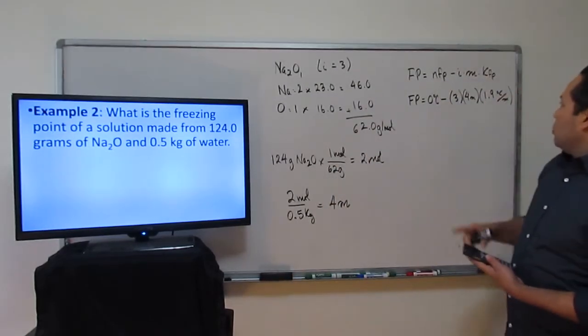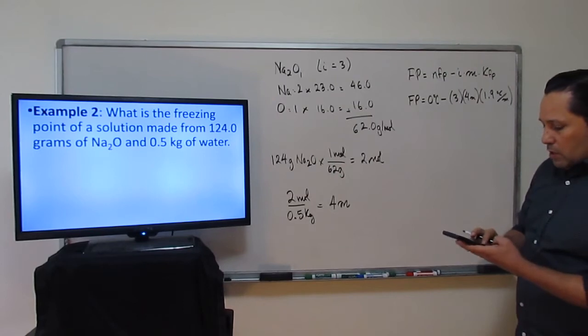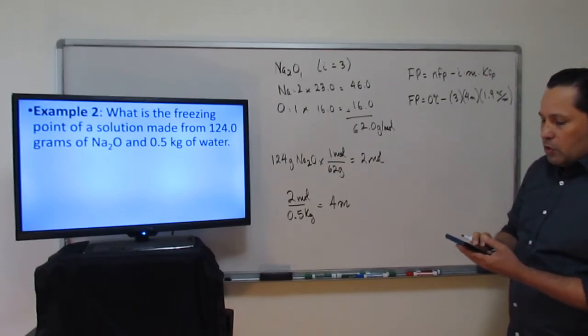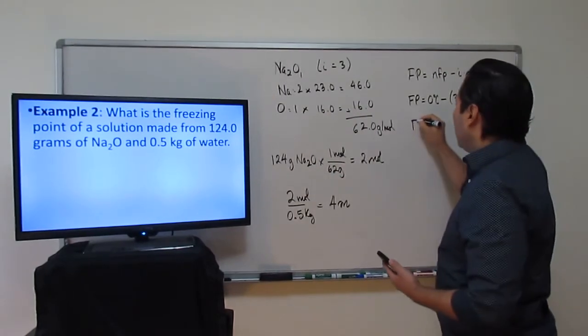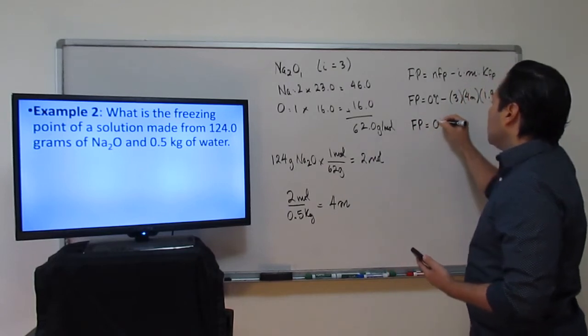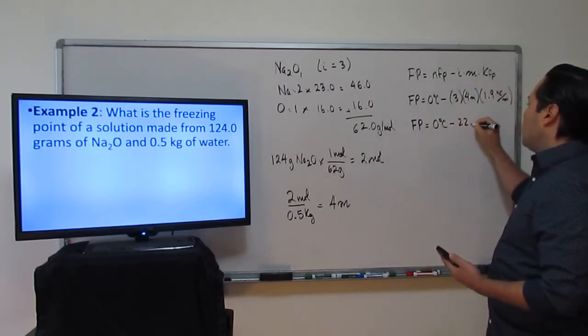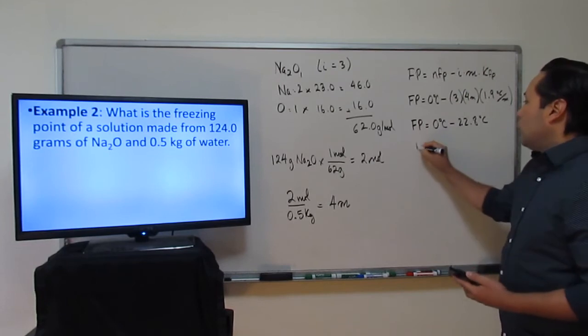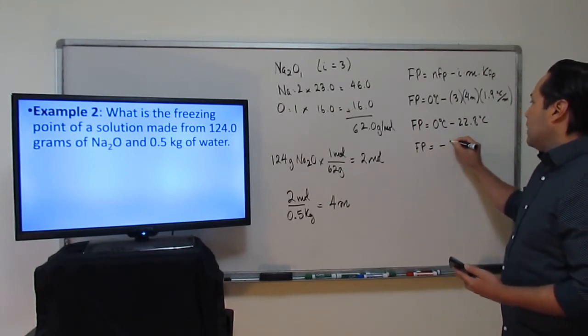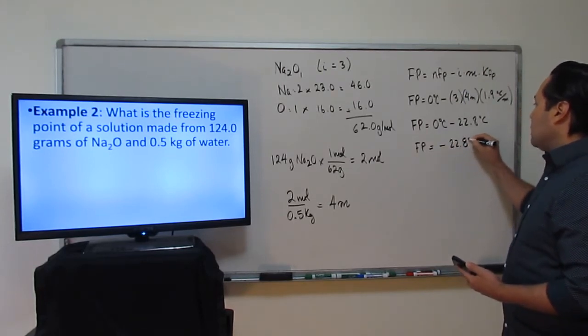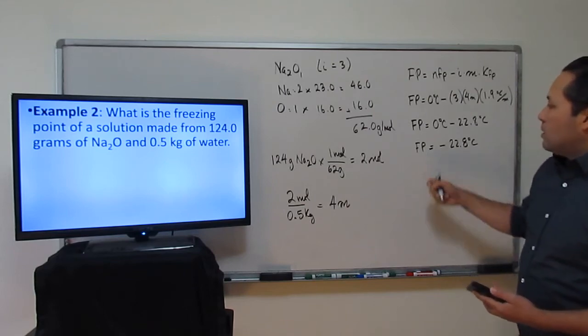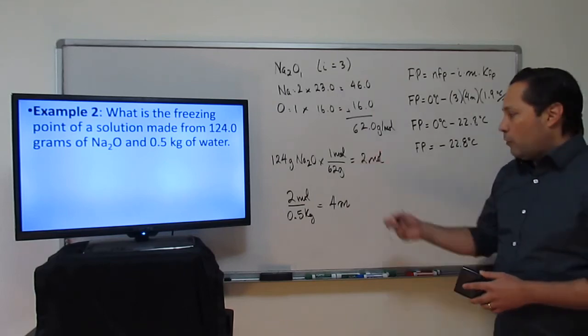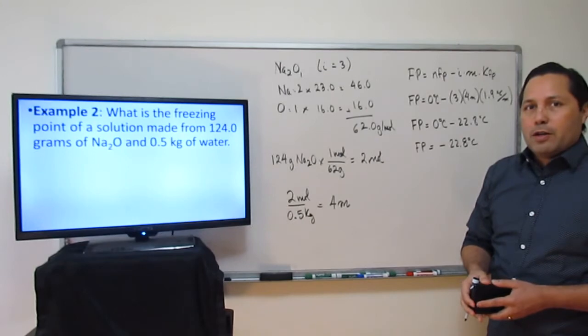Next, we're going to go ahead and multiply everything on the right. So it's going to be 3 times 4 times 1.9, which gives us 22.8. So our freezing point is going to be 0 degrees Celsius minus 22.8 degrees Celsius. So our final answer is going to be negative 22.8 degrees Celsius. That is the freezing point for our 4 molal solution of sodium oxide.